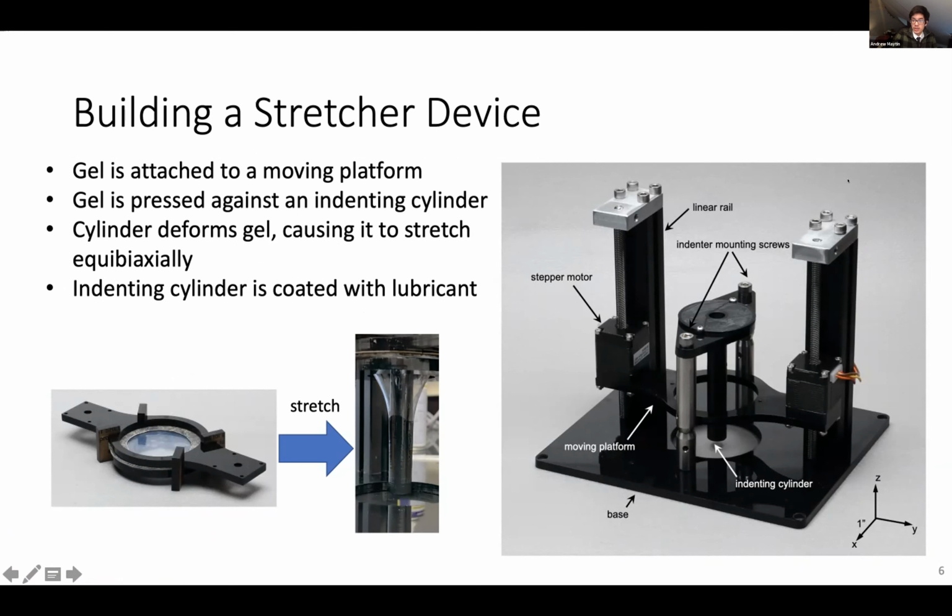So for this project, stretching these gels required some sort of stretcher device. And so what we came up with was this device here. So the gel is attached to a moving platform and then it's pressed against an indenting cylinder and that cylinder deforms the gel, which causes it to stretch equibiaxially. We're controlling the moving platform using two stepper motors on either side. And we're using an Arduino to control those stepper motors. And the way that we're attaching the gel to the platform is just using these four clamps on the edges and sandpaper to increase friction so that the gel doesn't slip. And then we're also coating the indenting cylinder with lubricant.